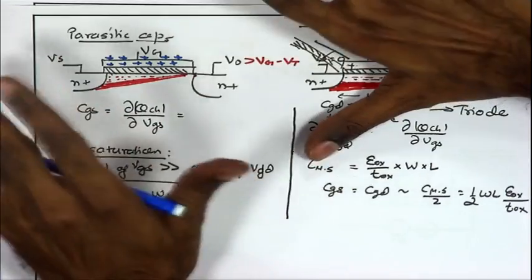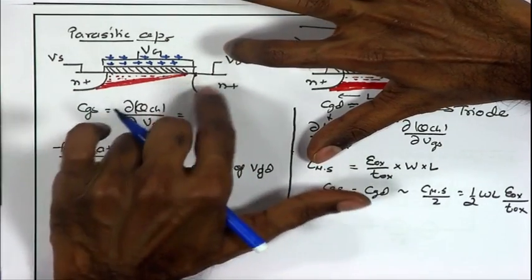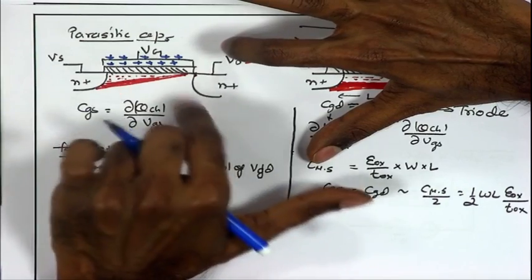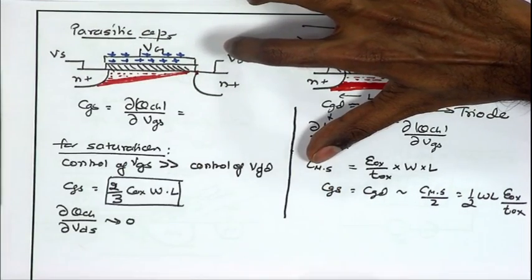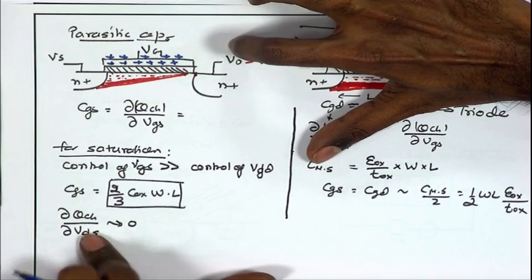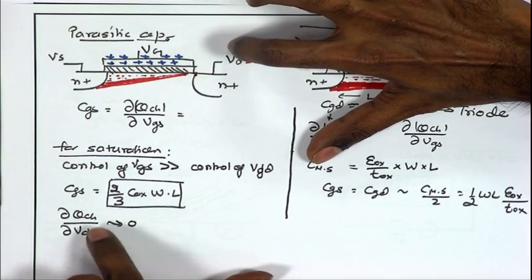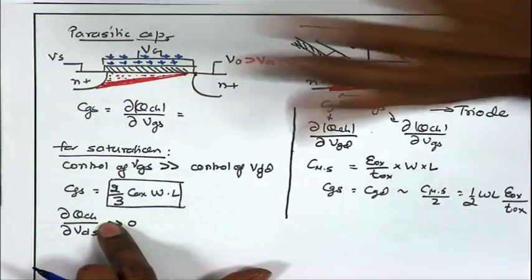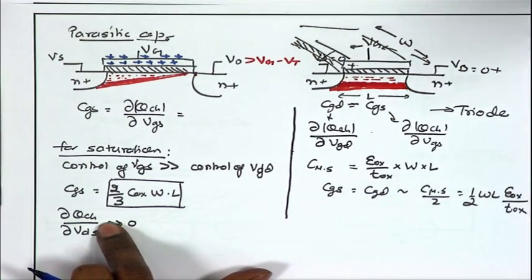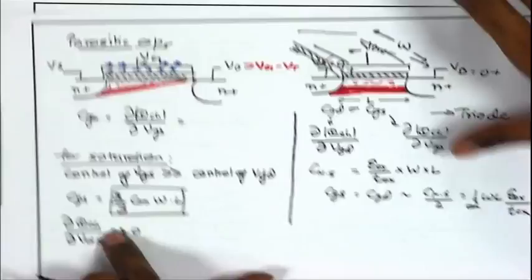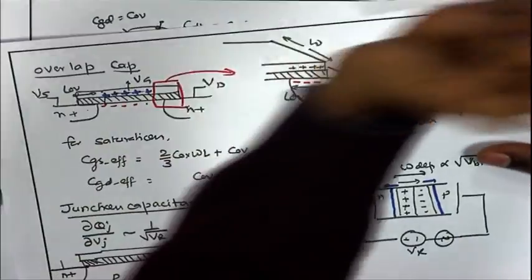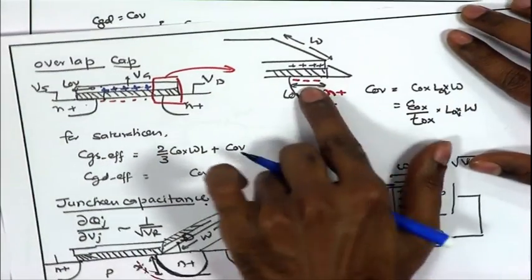Therefore, approximately we assume that the effect of VD on channel charge is almost negligible. Therefore, del Q channel by del VDS or VDG is going to be almost negligible, that component is negligible, but we do have the overlap capacitance which is always present, that does not need the channel to be present, right. So, that is what we discussed.